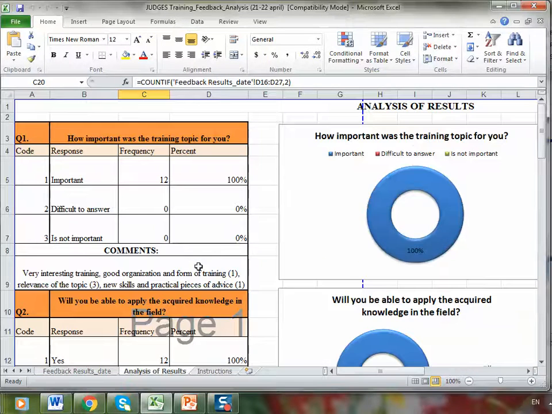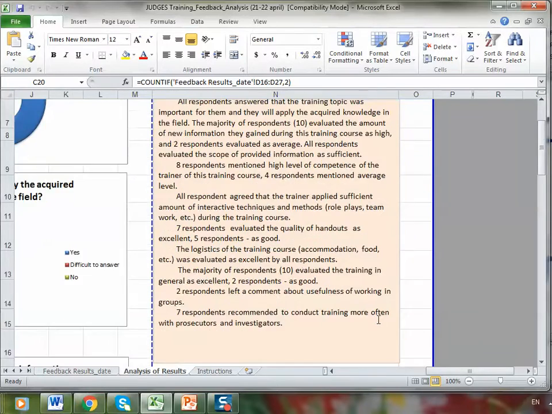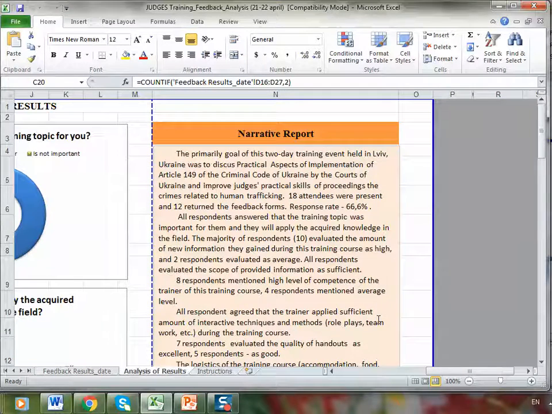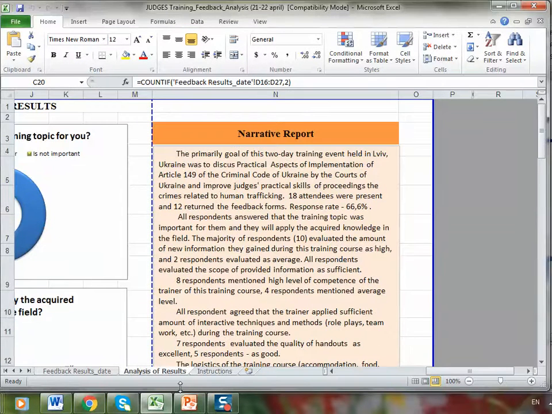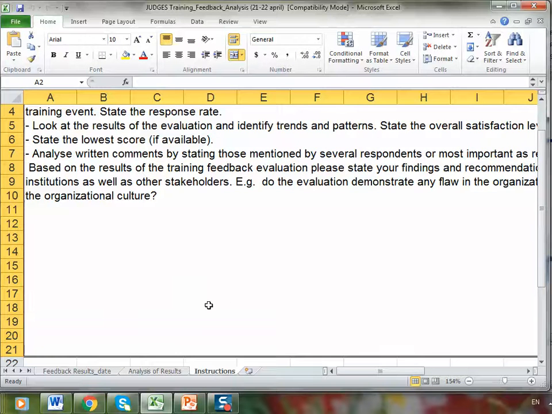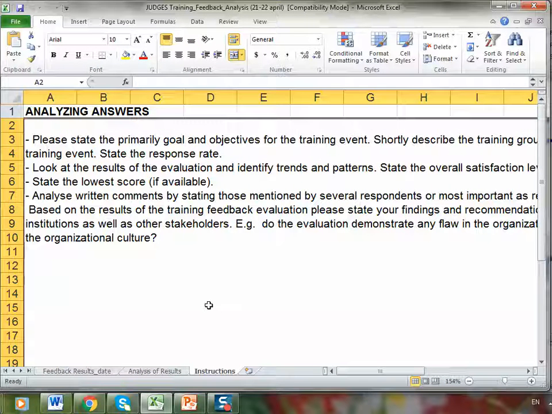This is not all, because it's very important to draft a short narrative report, which would help your reader. Also, it will help you think about what your lessons learned are, and what you're going to do next based on the results of the topic. Instructions. These are basic instructions which we stated in the presentation. I think they're self-explanatory. So if you need this form, please ask for it from your manager, supervisor, or from the monitoring and evaluation unit.